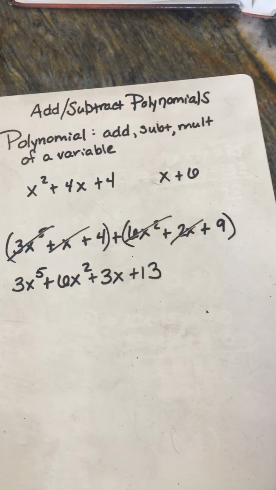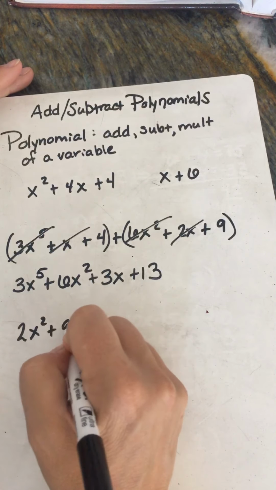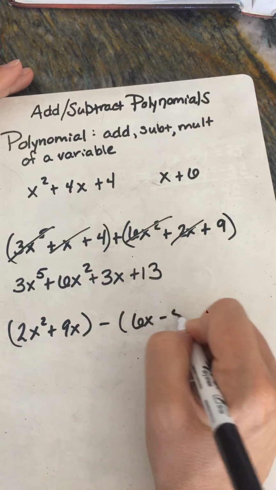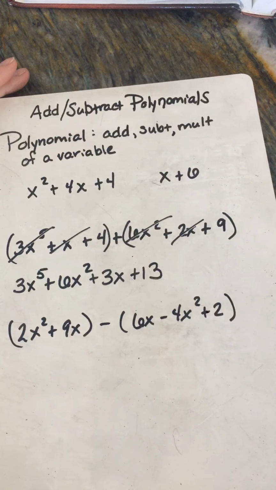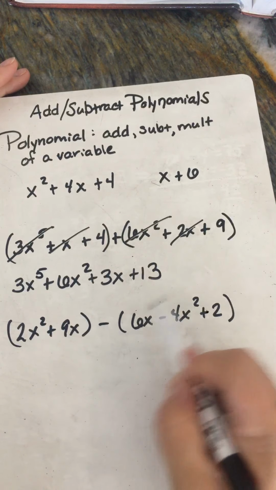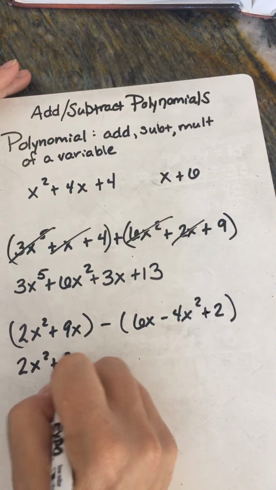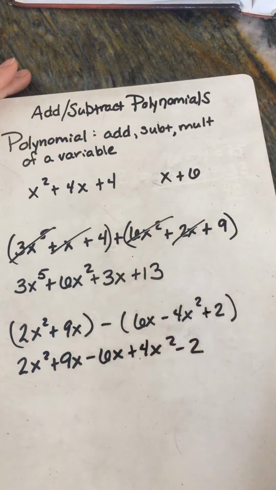I would say the one thing you need to be super careful of with this is subtraction. Do not forget to distribute the negative sign. So let's say we've got 2x squared plus 9x minus 6x minus 4x squared plus 2. So we've got to distribute this negative sign before we can combine. So 2x squared plus 9x minus 6x plus 4x squared minus 2.